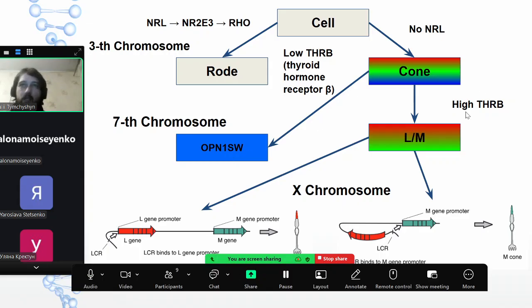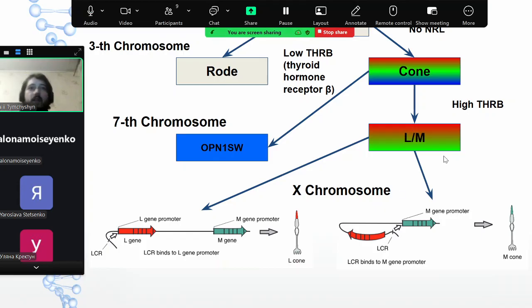Well, this is pretty simple. If we have high THRB, we get to the pathway like L and M. That's okay, that's not so interesting. Some signal comes from the environment and basically tells you be a rod, be a cone, be whatever. And here comes the pretty interesting part. Here they choose to be L or M.